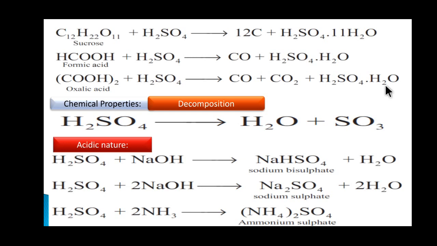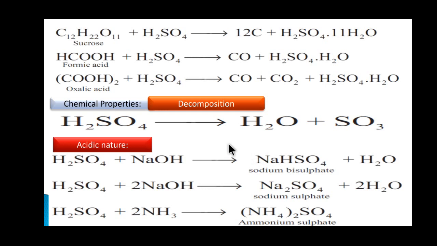And then the chemical properties. Sulfuric acid decomposes to give the products sulfur trioxide and water. It is a decomposition product where the sulfuric acid is stable, however it decomposes at a high temperature to form sulfur trioxide. Is it clear?